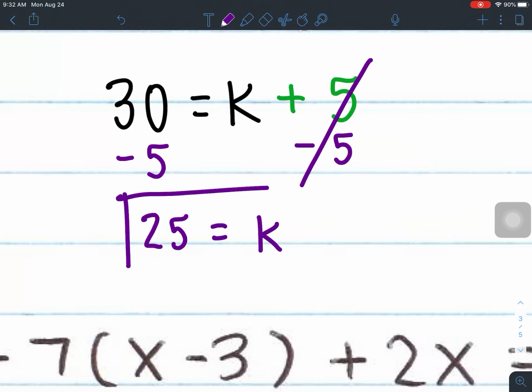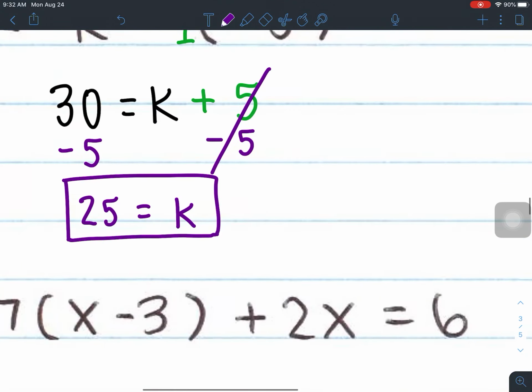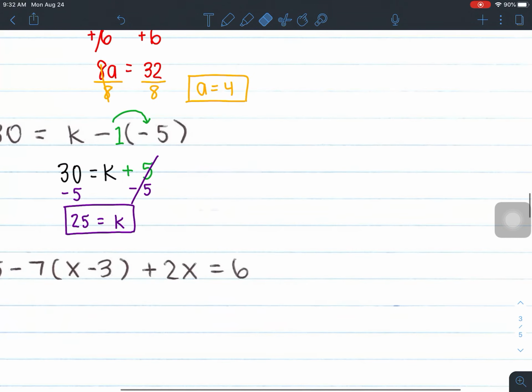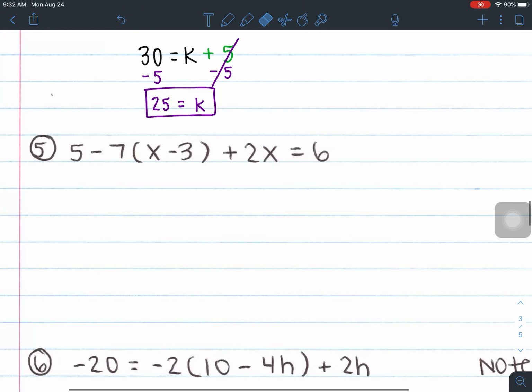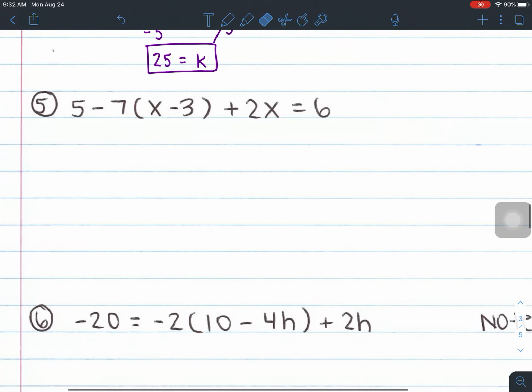So k equals 25. Again, it might look funny to you because k is on the right side. But if you really wanted to, you could technically write k equals 25 like this, and that is also okay. It doesn't really matter the order because you're still telling me the solution is 25.